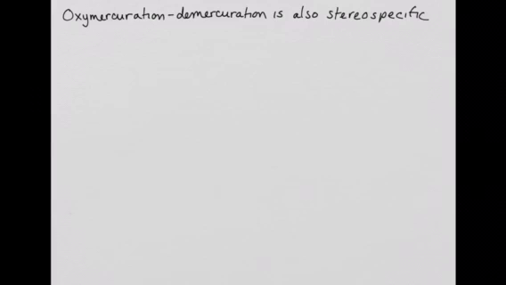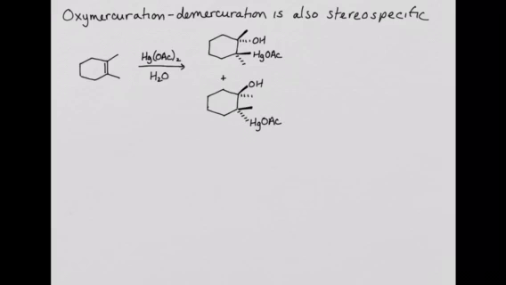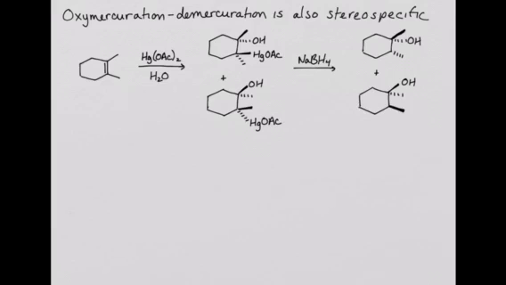Let's look at an example. Let's consider the oxymercuration-demercuration of this molecule. Oxymercuration of this molecule produces only 2 of the 4 possible stereoisomers of the product. In both cases, the water adds anti to the mercury, producing a set of enantiomers. Following reduction and removal of the mercury, we get 2 possible products. Again, this product is a pair of enantiomers, and in both cases the methyls are trans to one another.